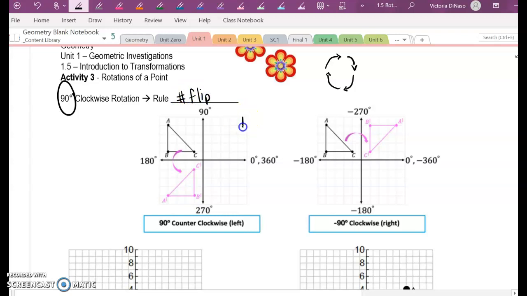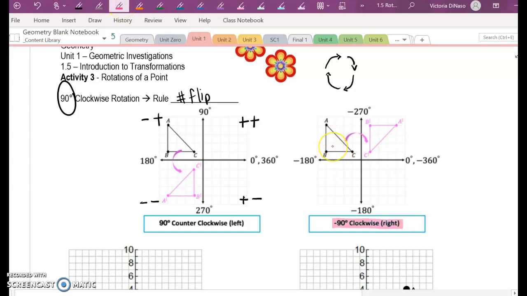If we're in the first quadrant, we have positive, positive. Second quadrant, negative, positive. Third quadrant, negative, negative. And then fourth quadrant, positive, negative. So we're going to be flipping the numbers, and then based on the quadrant, we're going to put our symbols. Now when we go 90 degrees clockwise, that's the one we're going to focus on, we're going to be going around to the right.